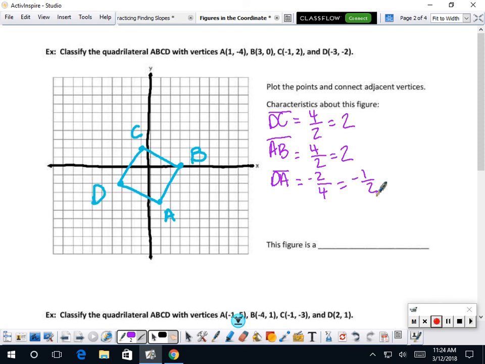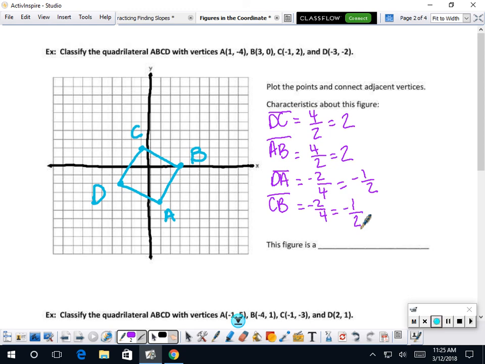I'm going to count this for the side that is parallel to DA, which would be CB. So from C to B, I'm going to go down 1, 2, and I'm going to run 1, 2, 3, 4. So negative 2 over 4, which again we said reduces to negative 1/2.